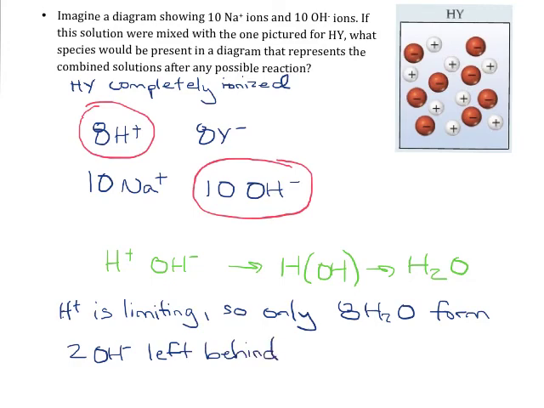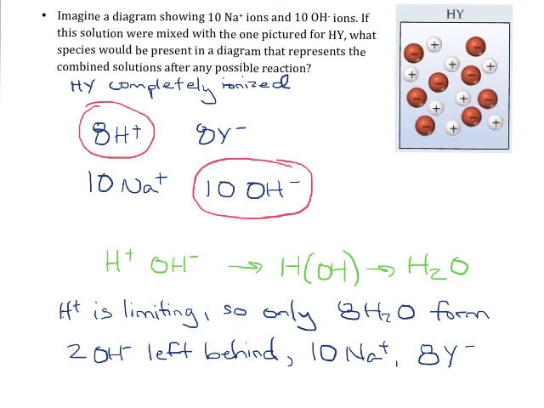So what about my Na+ and my Y-? They're not going to combine to form any compound. I know that alkali metal salts are always soluble, so nothing that combines with the sodium could possibly make an insoluble compound, which means those are still just floating in solution. So 2 OH- are left behind, as well as the 10 sodium ions and the 8 Y- anions.